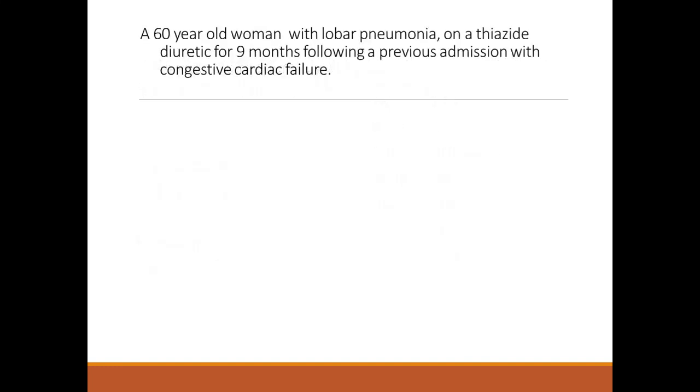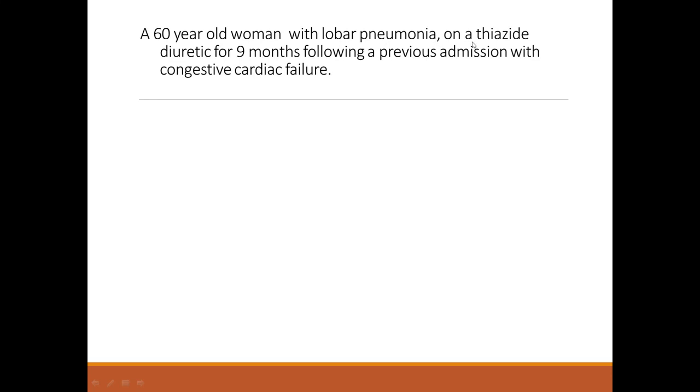So this is another scenario: a 60-year-old woman with lobar pneumonia, on thiazide diuretic for 9 months, following previous admission with congestive heart failure. So the scenario guides us to a certain expected disorder in the blood gas. Like in lobar pneumonia, the patient may have hyperventilation, so we may encounter the respiratory alkalosis in such patient. Sometimes these patients get tired later on and retain the PCO2, so they may be found with respiratory acidosis too. So we need to be vigilant.